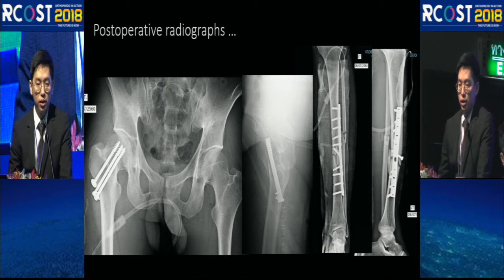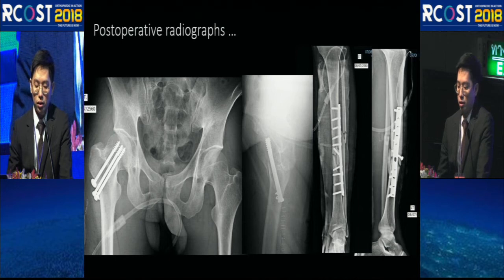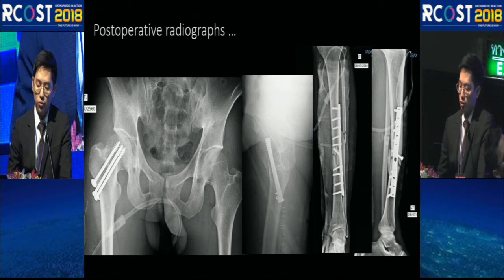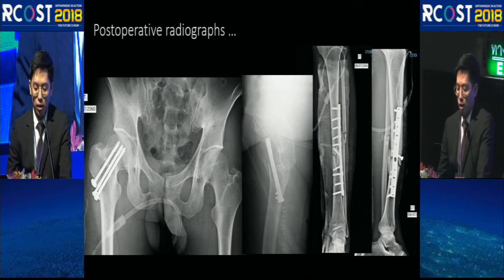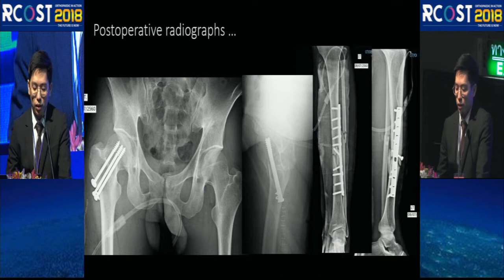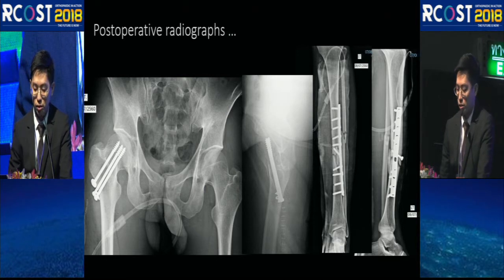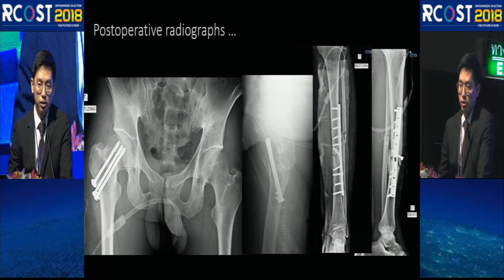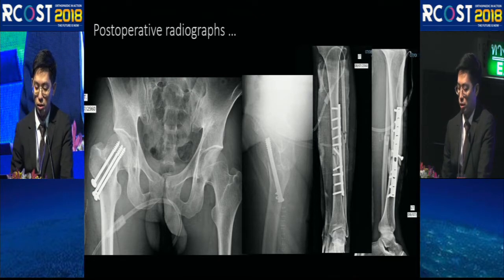And look at the left tibia. The surgeon performed lateral narrow DCP plating, and look at the distal part. I think there's not enough pressure screws, and you see that the screw near the fracture site penetrated through the fracture site. And there's slight anterior angulation of the tibia.